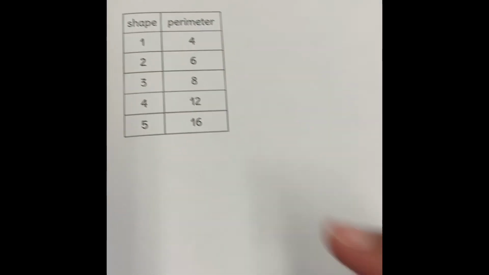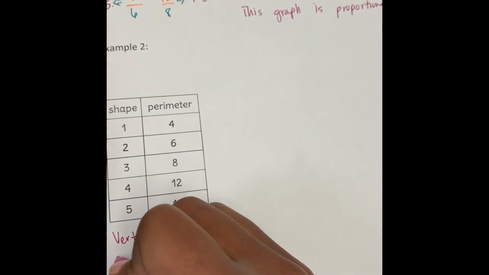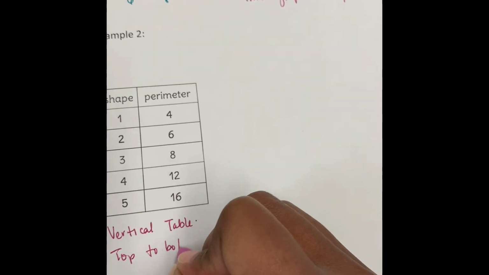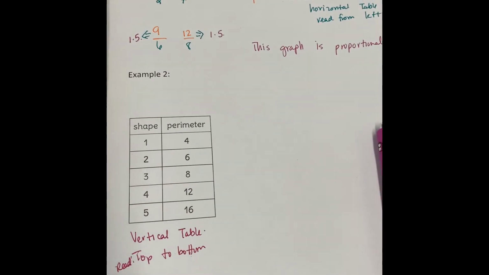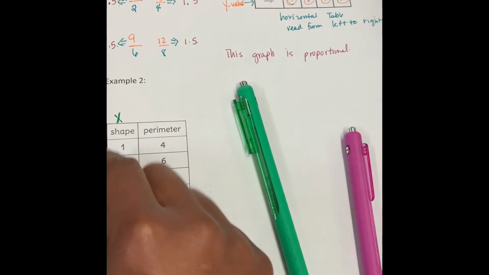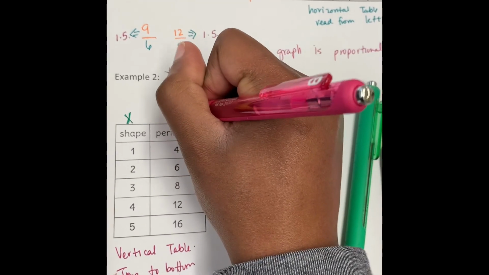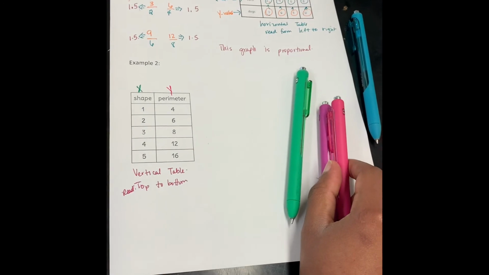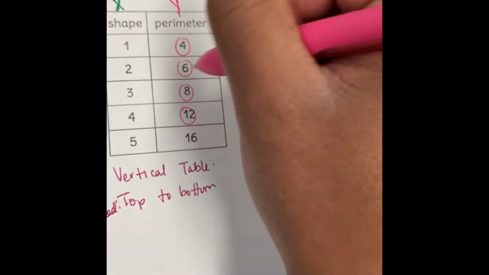Okay, example 2. Now I have a vertical table. I read it from top to bottom. When you have a vertical table, your x values are what you read first. In this case, it says shape and perimeter. My x values are based off the shape, and my y values are based off the perimeter. So here, my y values are 4, 6, 8, 12, 16. My x values are 1, 2, 3, 4, 5.